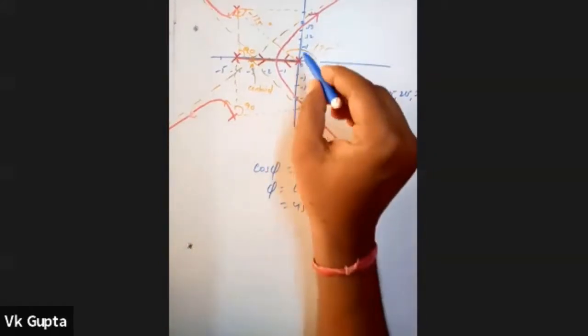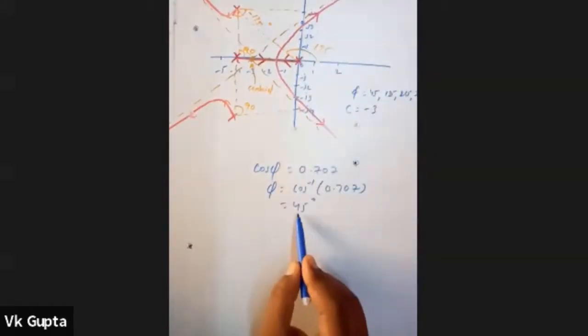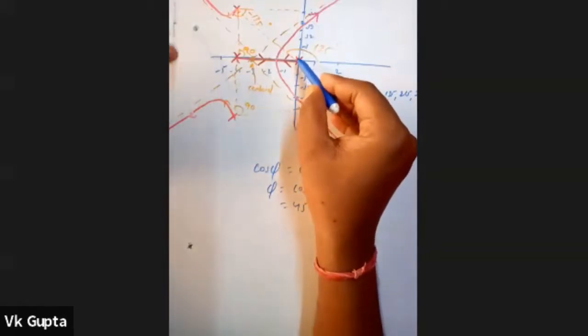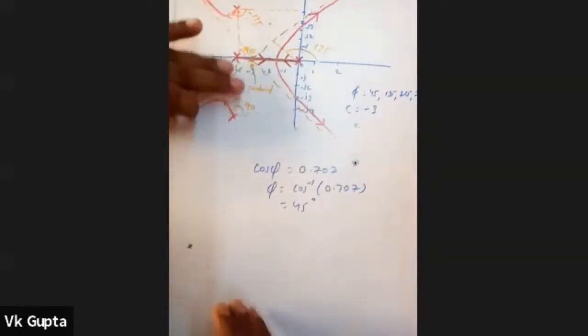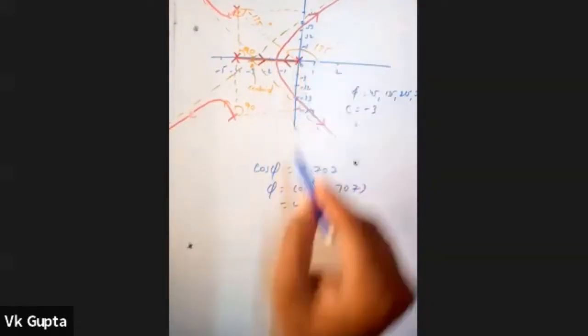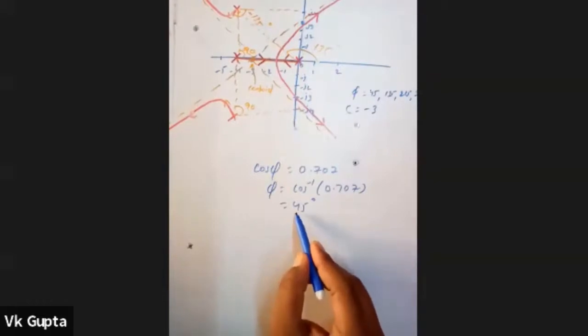What we have to do is draw a line at 45 degrees in the negative axis. Why negative axis? Because our system is stable on this side. So we have to draw a line at 45 degrees intersecting our root locus.